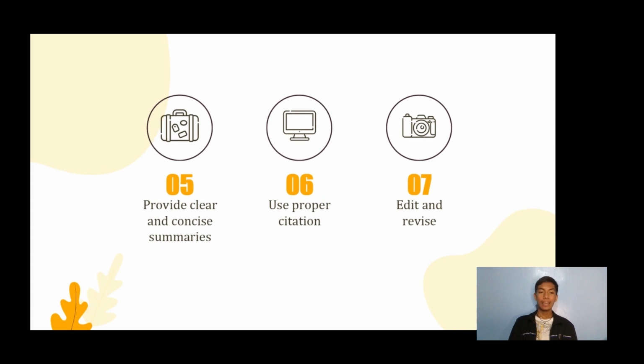Lastly, edit and revise. After you have completed your RRL, take the time to edit and revise it. Check for errors in grammar, spelling, and punctuation, and ensure that your RRL flows smoothly. Overall, an effective RRL is essential for building a strong foundation for your research study. By conducting a comprehensive literature search, evaluating the quality of the literature, organizing your literature, synthesizing the information, providing clear and concise summaries, using proper citation, and editing and revising, you can create a well written and comprehensive RRL.